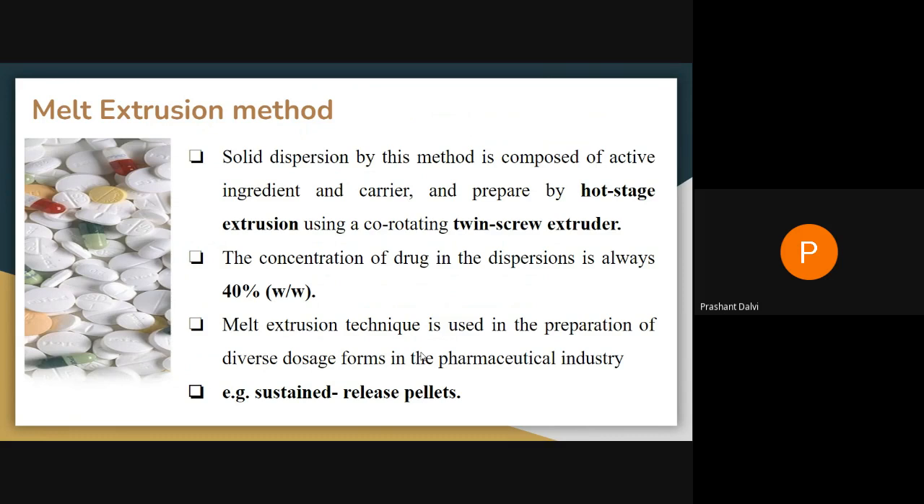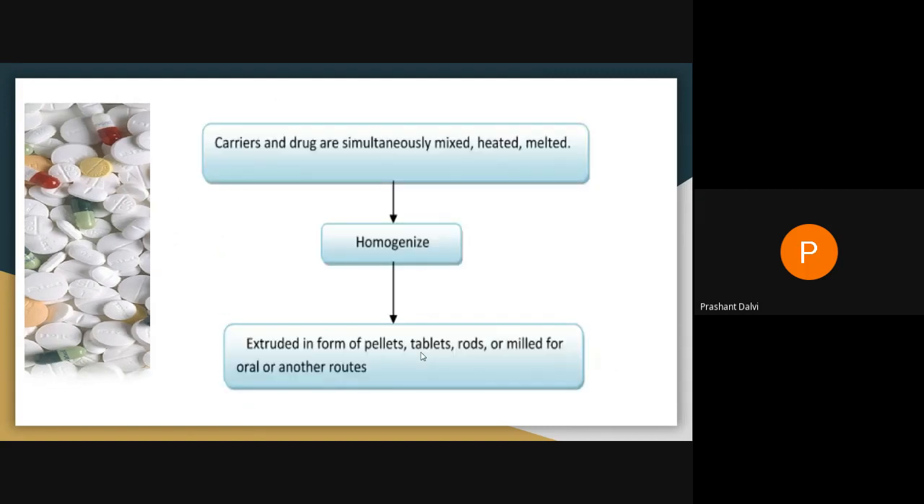It is solvent-free technology. That's why it is one of the most important techniques nowadays for the preparation of amorphous solid dispersions. The concentration of the drug in the dispersions is about 40% weight by weight, yes or no? This technique is mostly used in the preparation of diverse dosage forms in the pharmaceutical industry. For example, sustained release pellets can be prepared using this technique.